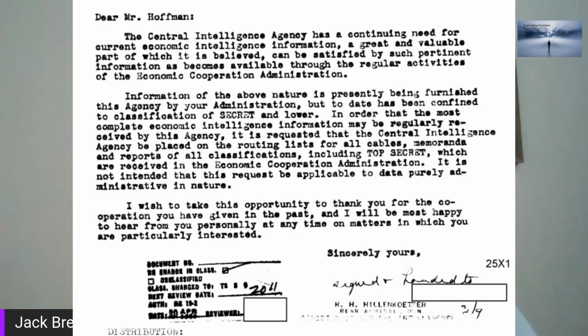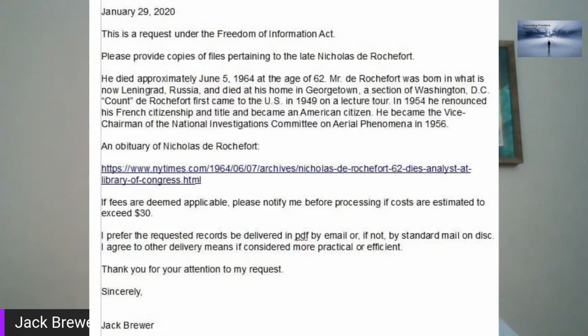And other times, as I mentioned, the FBI can be very good for seeking information on deceased people. So let's go to slide 3, please. And this is what some of that might look like. This was also done while I was writing Wayward Sons, and I informed them of what I was looking for, files on a man named Nicholas de Roquefort, who was a NICAP organizer.